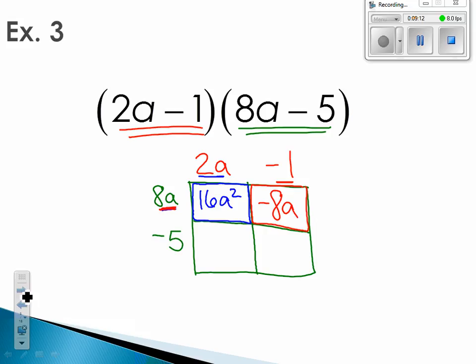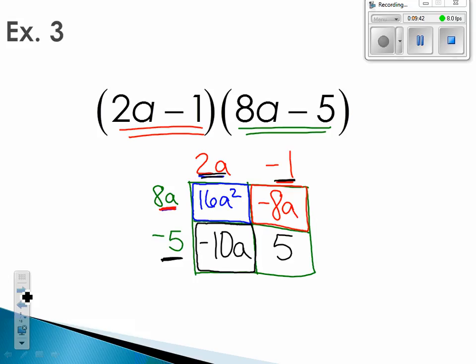All right, moving down to my next box. My two terms that meet up are -5 and 2a, so -5 times 2a is -10a. And in my last box, I've got -5 times -1, and negative times negative makes a +5.